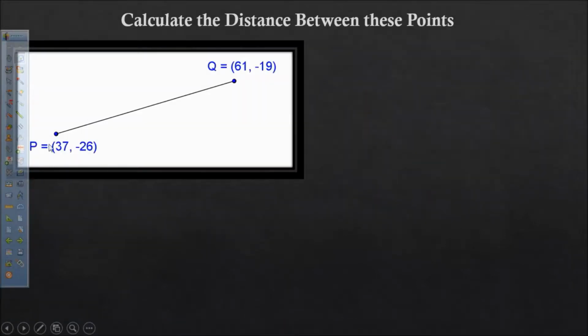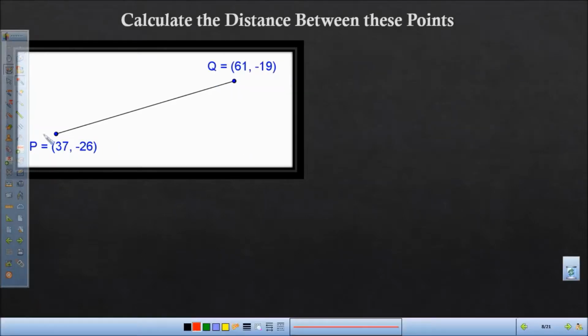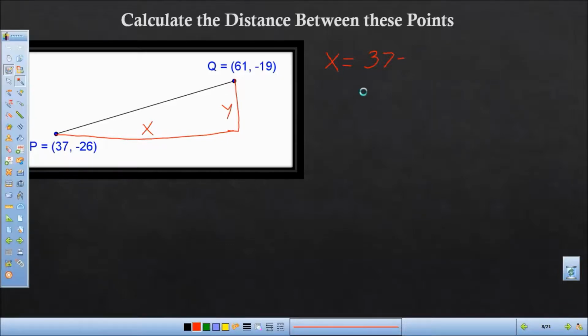Okay, oh no, we can't count. Well, that doesn't change anything. Alright, we're still going to do a horizontal component and the vertical component, but this time, instead of counting, we're going to have to subtract. So X is equal to 37 minus 61. That is not a 6. 37 minus 61 is negative 24. Okay, we'll just take that as 24.